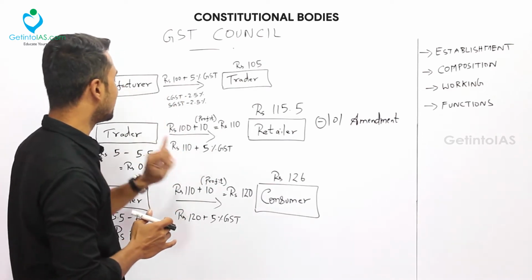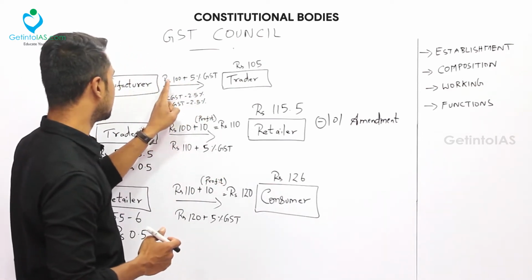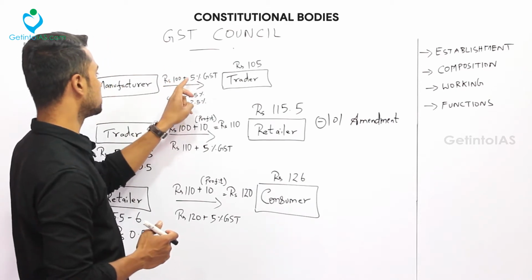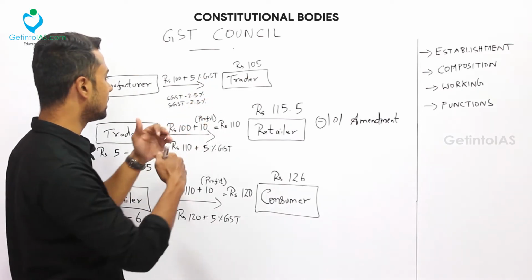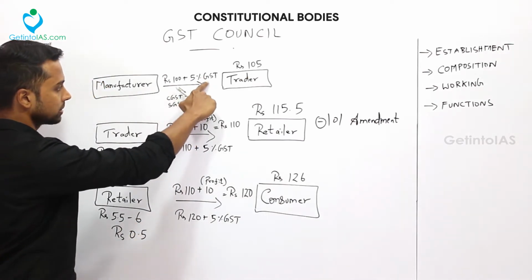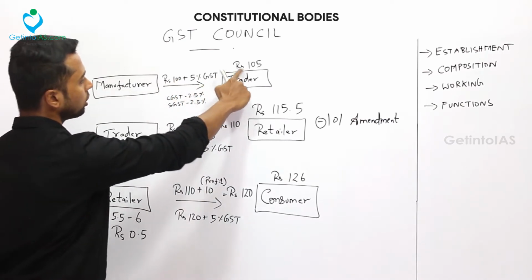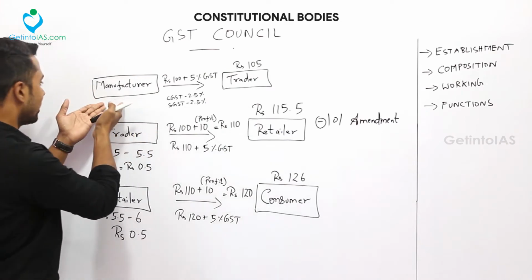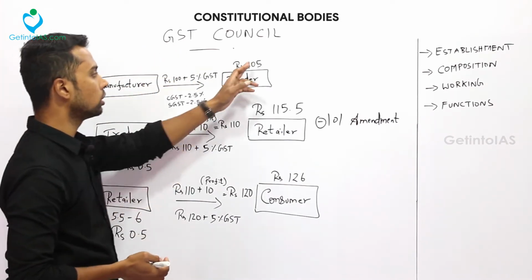On this 100, 5% GST is levied. Let us take an example: 100 is the price, and on that 100 rupees, 5% GST has been applied. In that 5% GST, the split up is CGST 2.5 and SGST 2.5. So totally 5% GST. Rupees 100 plus 5% GST brings it to 105 rupees. So the manufacturer is selling the good, including GST, at a price of 105.